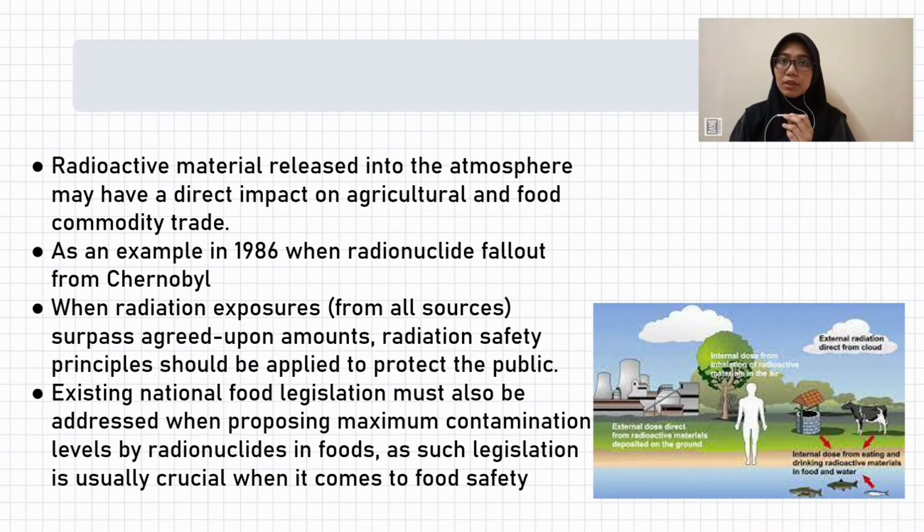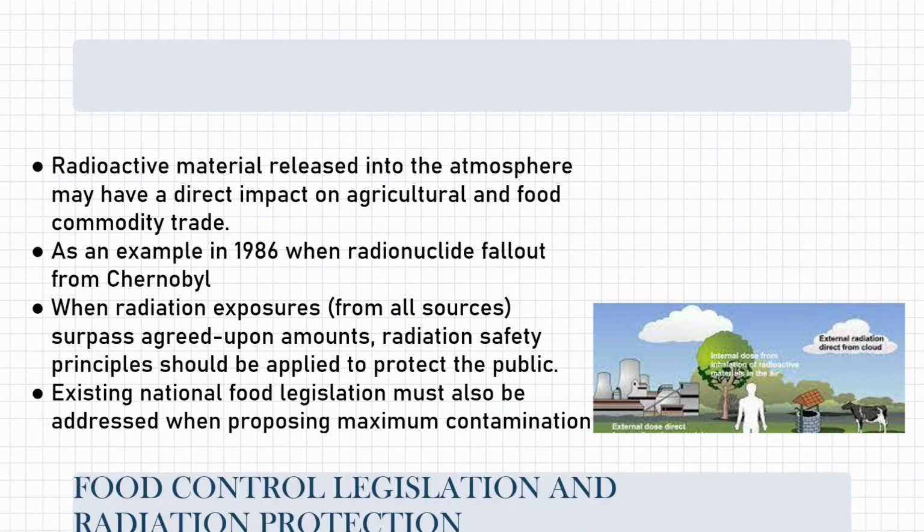Radioactive material released into the atmosphere may have a direct impact on agricultural and food commodity trade. As an example, in 1986, the radionuclide fallout from Chernobyl. When radiation exposures from all sources surpass agreed upon amounts, radiation safety principles should be applied to protect the public. Existing national food legislation must also be addressed when proposing maximum contamination levels by radionuclides in foods, as such legislation is usually crucial when it comes to food safety.